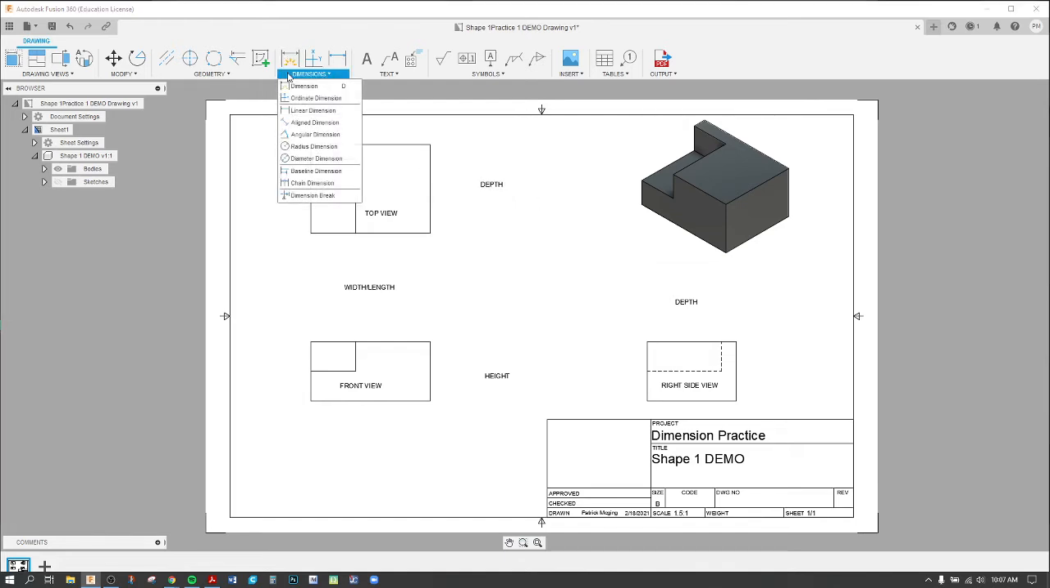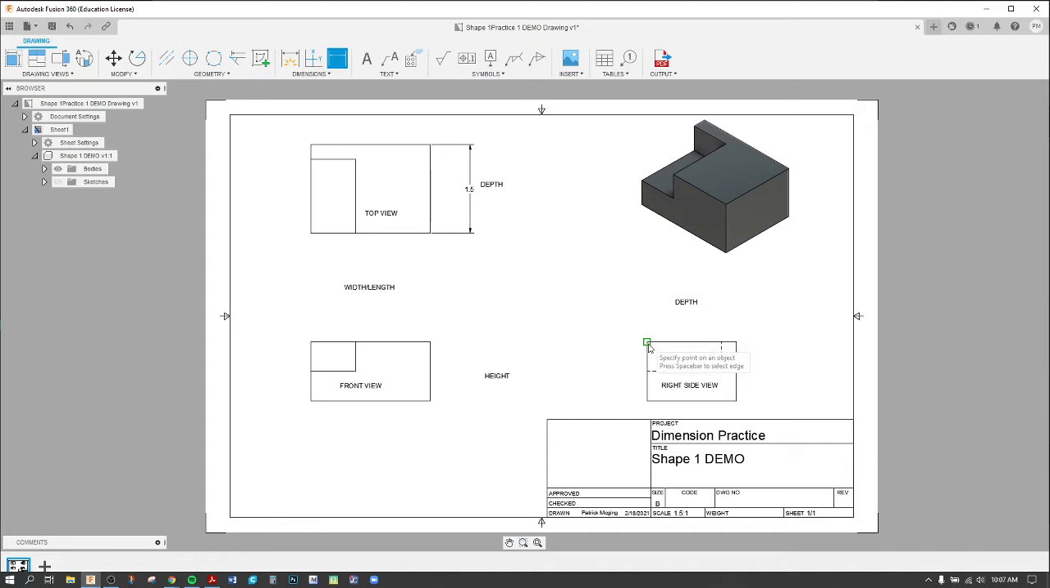So when we dimension this, I'm going to use my linear dimension tool really quick. I can place my overall dimension. Typically we want to place it between our views. So I can have my overall dimension here, or I could have it here. And what I'm seeing is a lot of students placing both of your overall depth dimensions here and here.